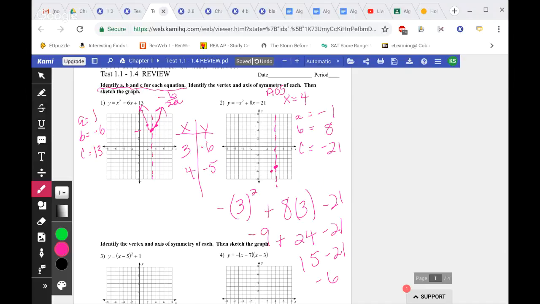And once again, if I were to go over to 5, because of the property of symmetry in a parabola, it would probably be 5. So my parabola is going to look like this. Okay. Any questions about that?